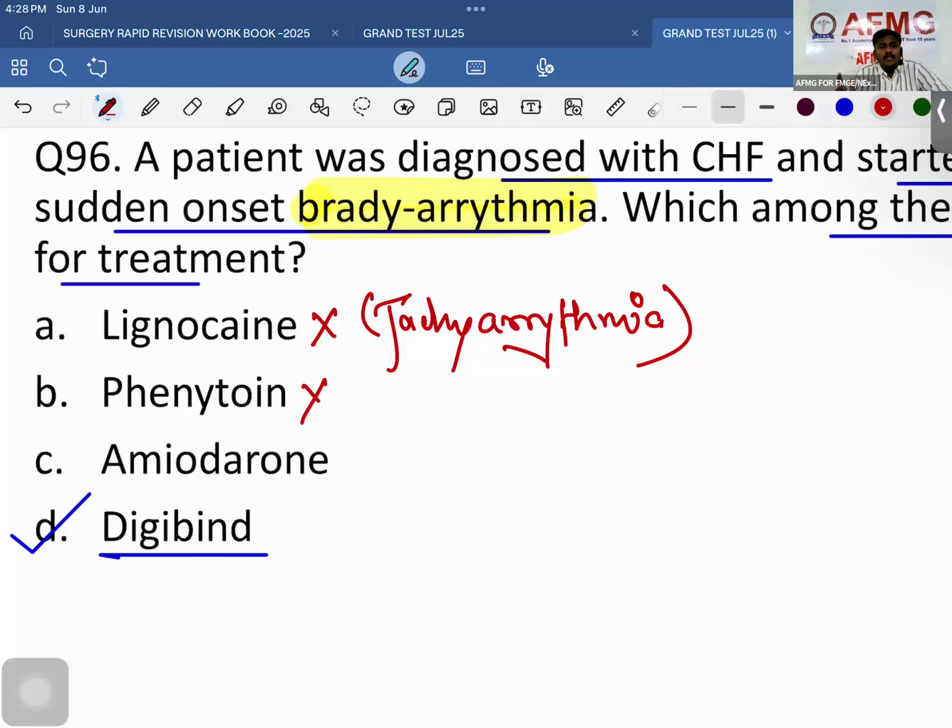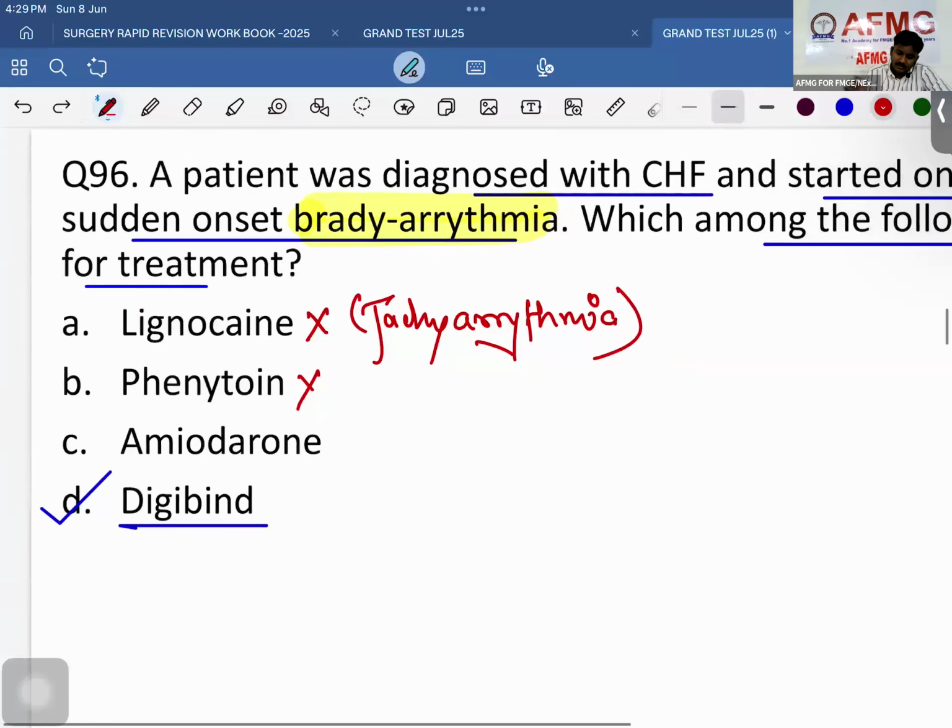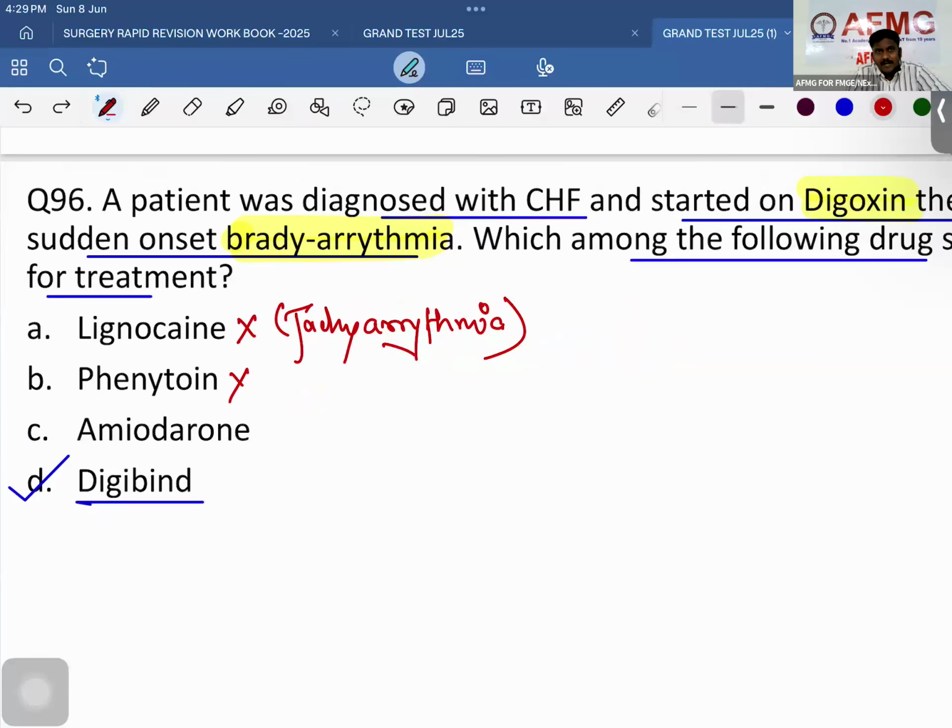Reason, अगर तुम किसी पेशेंट को ब्रैडियरिथमिया है, हार्ट ब्लॉक है, हार्ट रेट उसका 50 पे है, if you are going to use drugs like lignocaine or phenytoin, which are sodium channel blockers, the heart rate of the patient will further decrease and the patient will die. ठीक है? तो lignocaine and phenytoin are only approved for tachyarrhythmias, not for bradyarrhythmias. Clear? Bradyarrhythmias के लिए we have to give the drug of choice, that is digibind only. Clear? Amiodarone is not used for digoxin induced arrhythmias, beta.